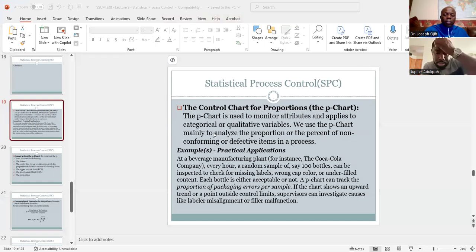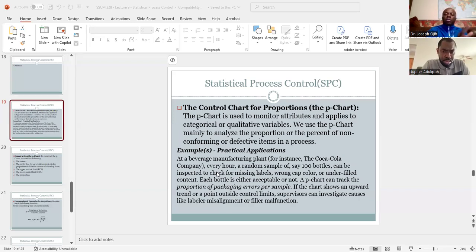The second control chart we're looking at is what they call the P chart, or the proportion chart. We use it to monitor attributes and also for analyzing the proportion or percent of non-conforming or defective items in a process.